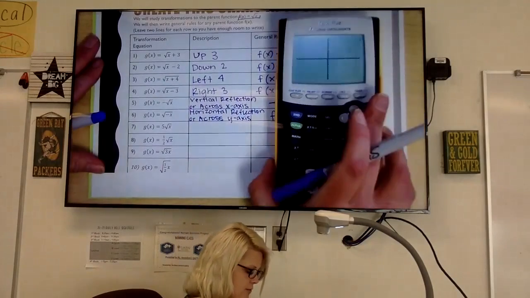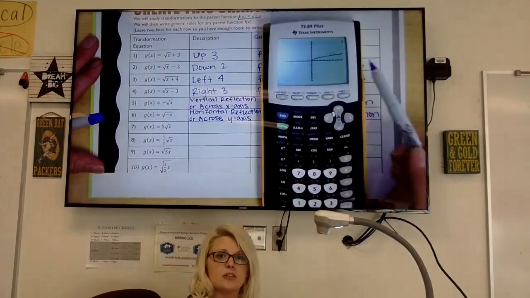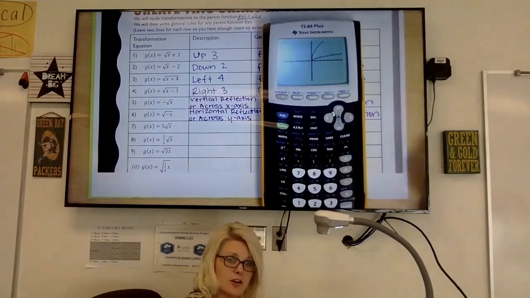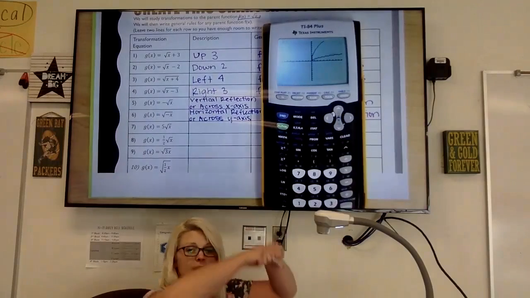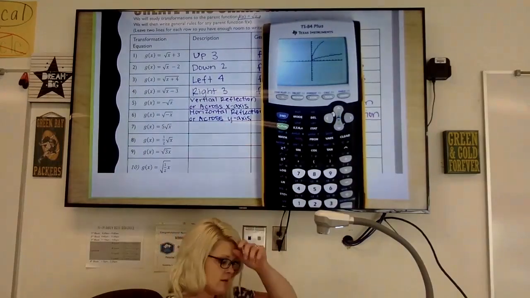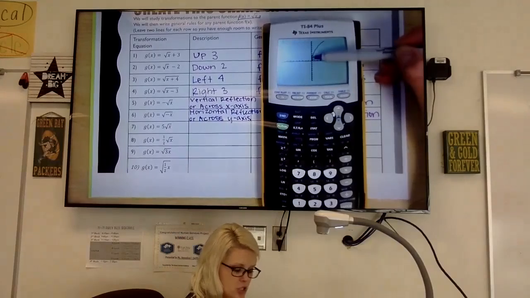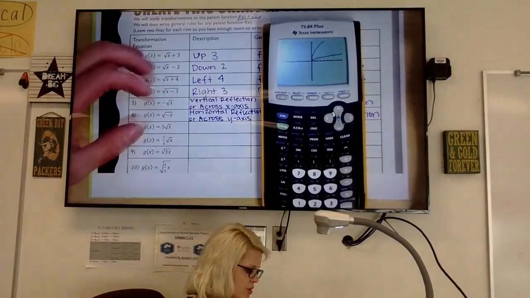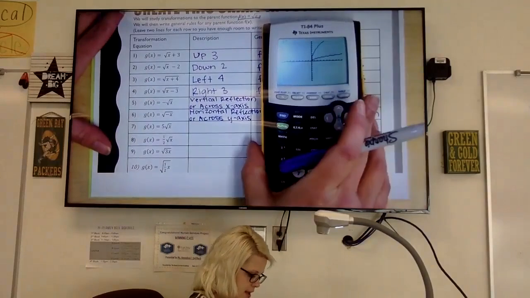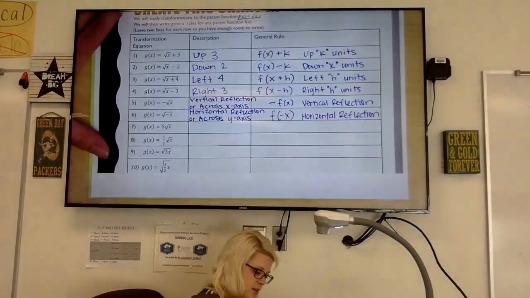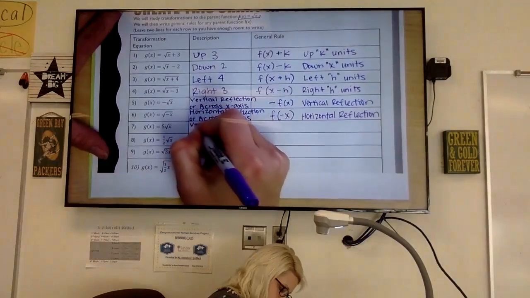If I look at the graph, my original here, notice it stretched vertically. It's like I took that line and pulled it up this way. Our y values are 5 times bigger, so it's going to shoot up a lot faster. So how we would describe that, we would say it's stretched vertically, so vertical stretch.